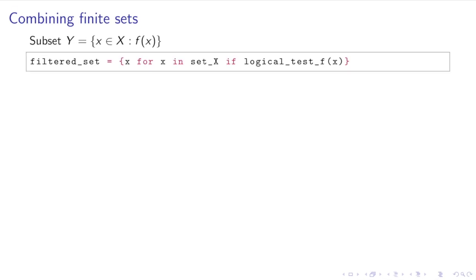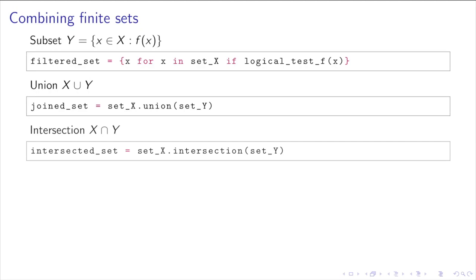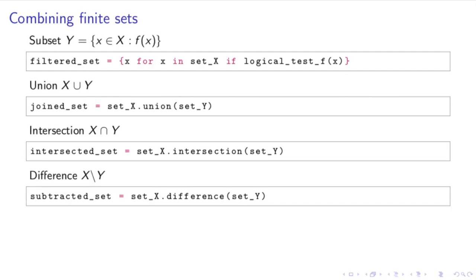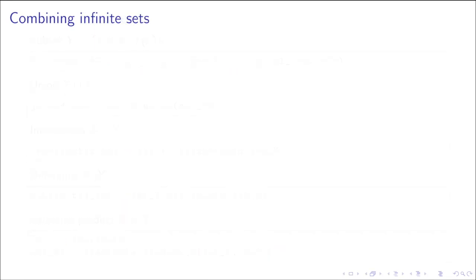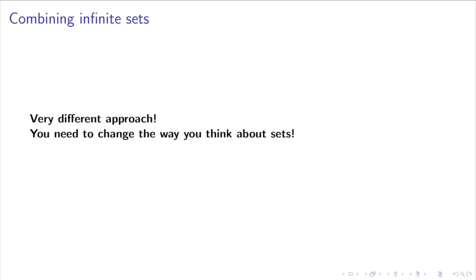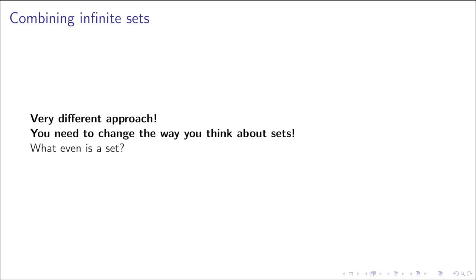For a moment, let's go back to hash sets and see what kind of operations can be performed on them. We can use Python's set comprehension to build subsets. The standard library also provides us with intersection, union, and set difference. There is even Cartesian product, although it's a bit of an eyesore. It's possible to perform all of those operations on infinite sets as well. However, understanding the way it's done requires a major shift in our thinking. There are no library methods that we can call. We need to develop our own. But to do this, we need to ask ourselves, what is a set?